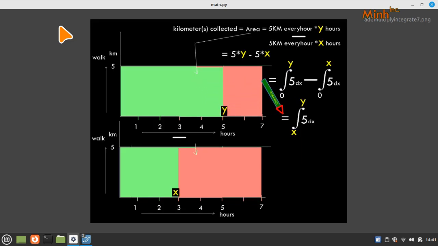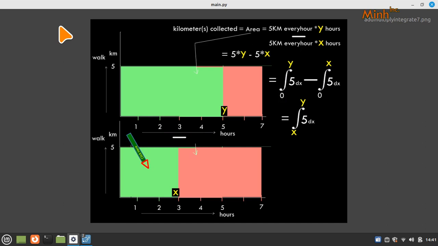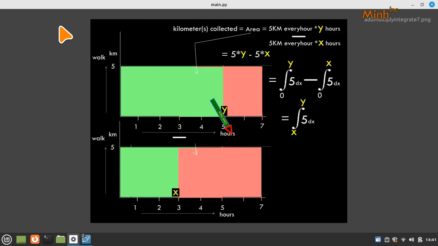So now I can write the integral from x to y of f(x), that is 5 dx. If someone is writing 5 dx from x to y, it means the area up to y, the area up to x, and then the subtraction, that gives the in-between area. Okay, so this is clear.